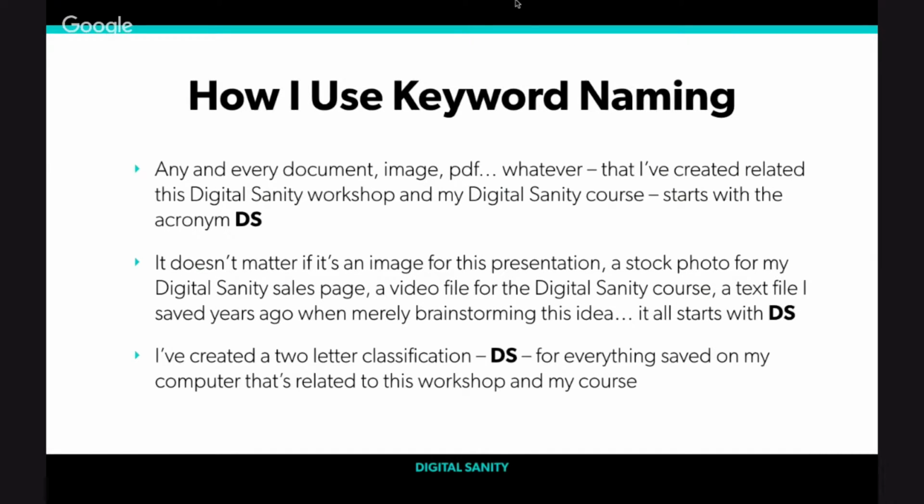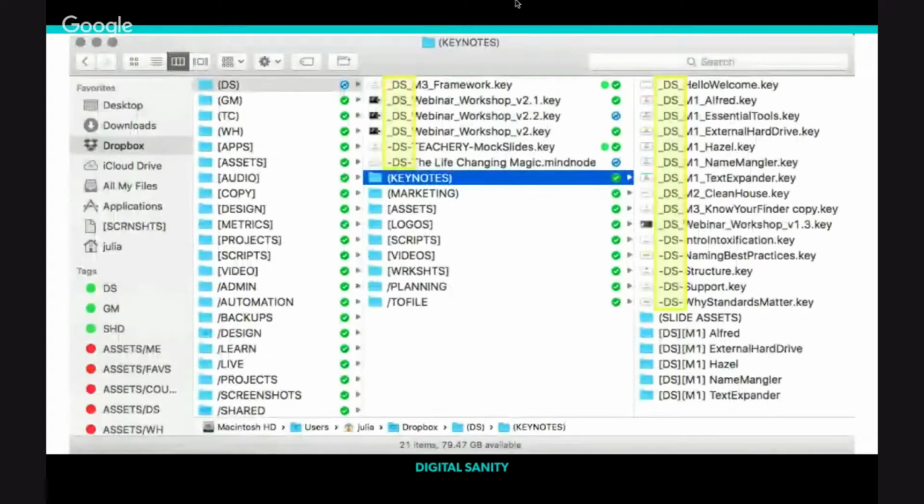So there's that two-letter classification, DS, that I include in every single file name saved to my computer that is related in any way to this workshop or my course. And this is what it looks like in my Finder. As you can see, every file is prefixed with DS.